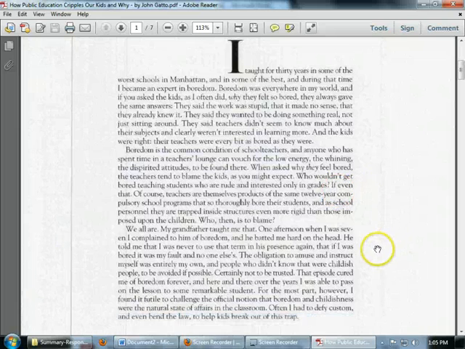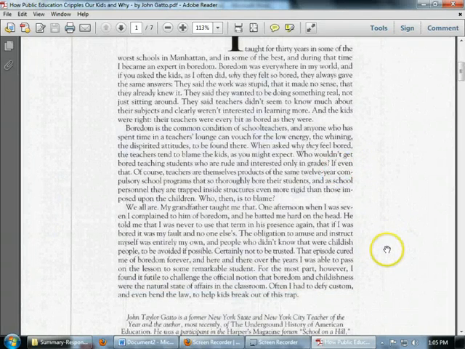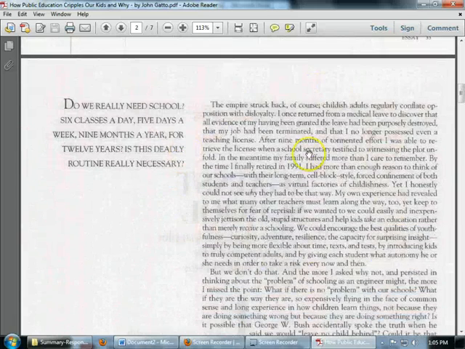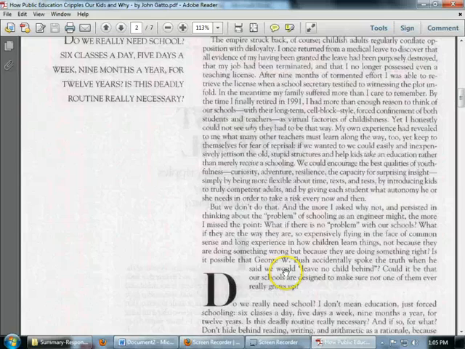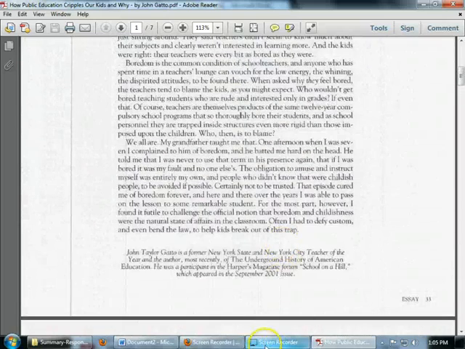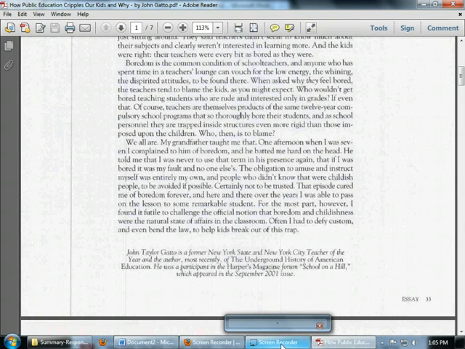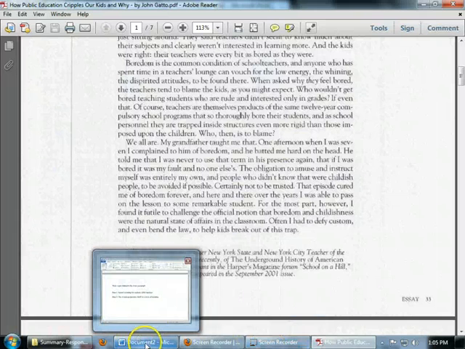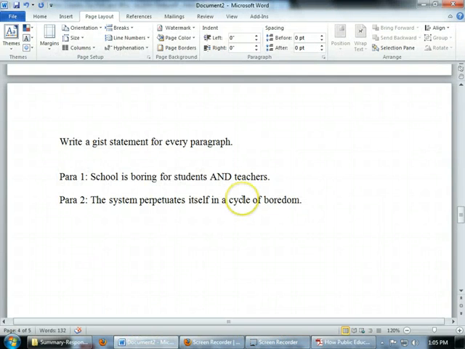What I want you to do now is pause this video, and when you do, spend some time writing your own gist statements for paragraphs 3, 4, and 5. So spend some time practicing it on your own, and then when you come back and press play again, I'll offer you my own gist statements. So go ahead, pause now, and try it out. Paragraphs 3, 4, and 5.